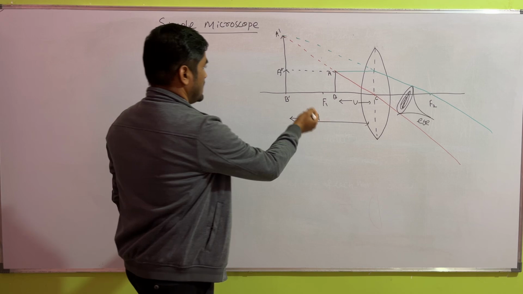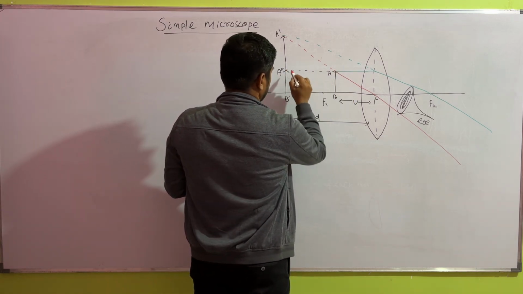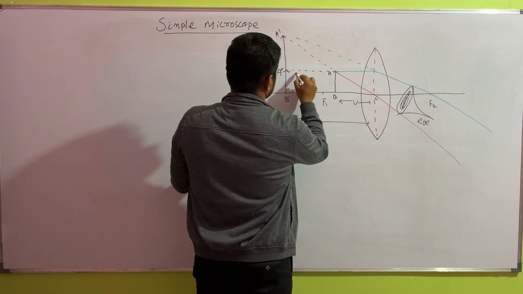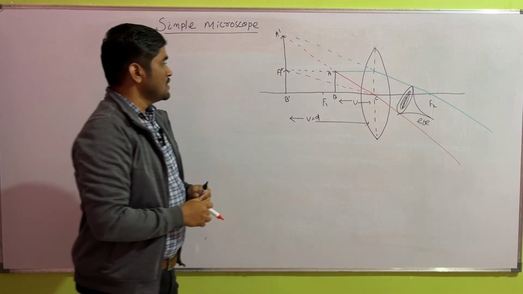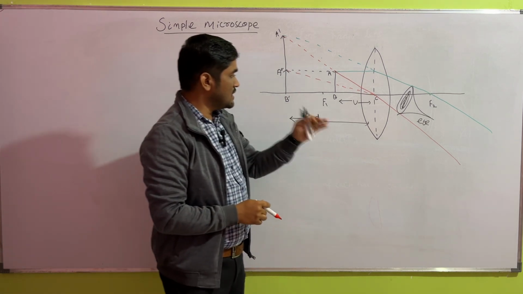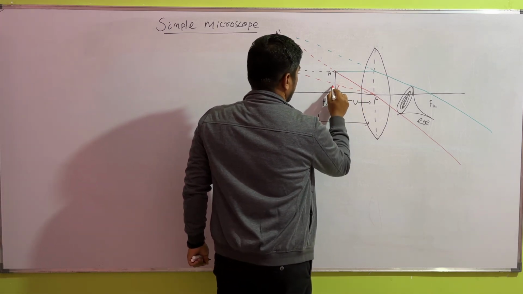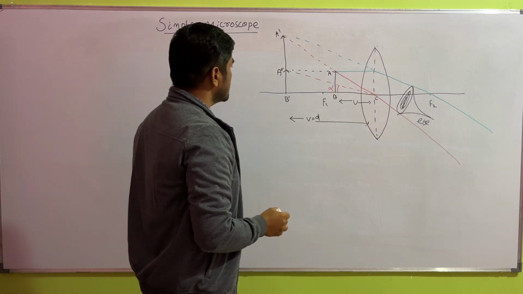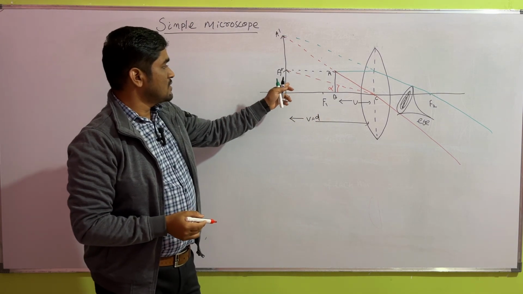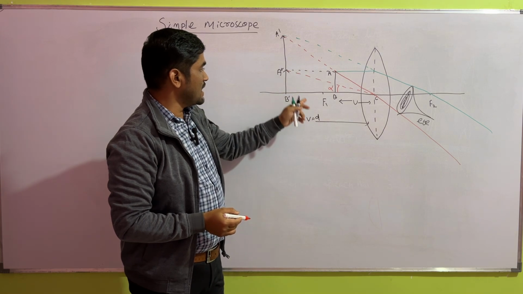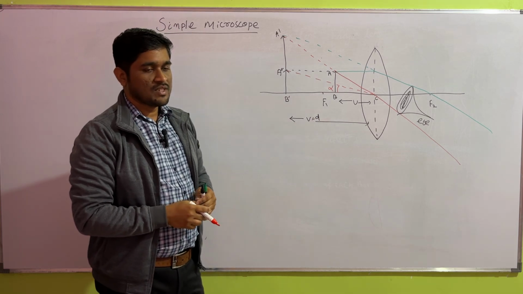And when you join the tip of the object, that is A double dash, with C, you find an angle here. Let this angle be alpha. That means we can say the angle subtended by the object at the eye is alpha. Clear?